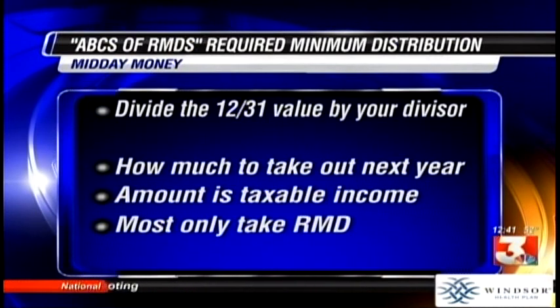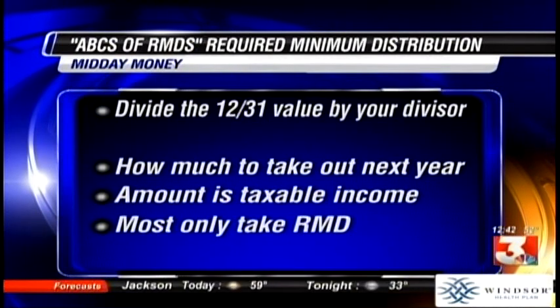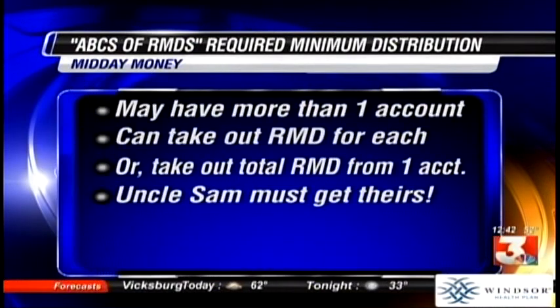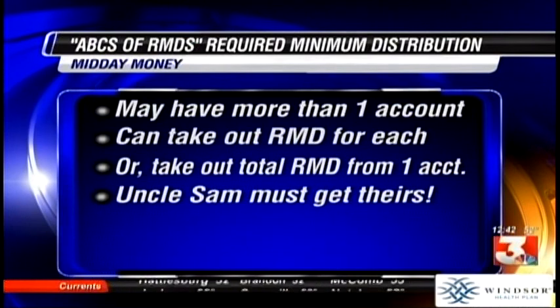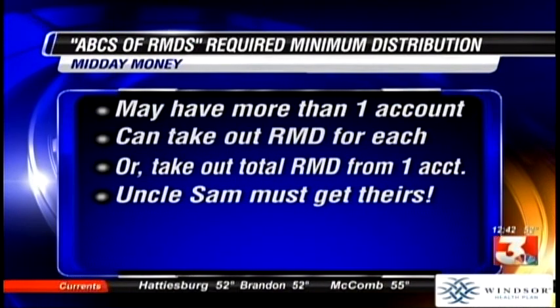Now, the amount that you take out, that's what you're going to have to pay tax on. So most people only take out what they have to take out, the RMD. Now, you may have more than one retirement account, and Uncle Sam doesn't care where you take the money out. You can calculate this based on the total of all the accounts, or you can take it out of just one. It doesn't matter. They just want to make sure that eventually we take the money out and we pay our taxes.